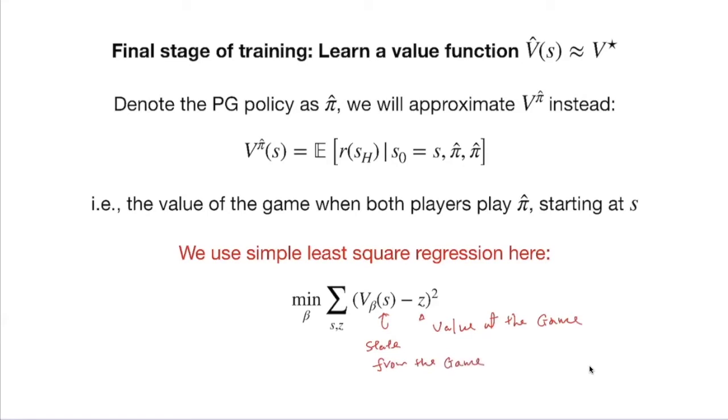All right, so remember the goal. What's the goal? The goal is to try to predict the value of the game if both players are playing pi hat, right? So we're just going to generate datasets using this procedure. Let two players play against each other using pi hat. And then we just select a state from that game and record the value of the game and then form this least squares regression problem, right? So here beta is the parameters of the value network.